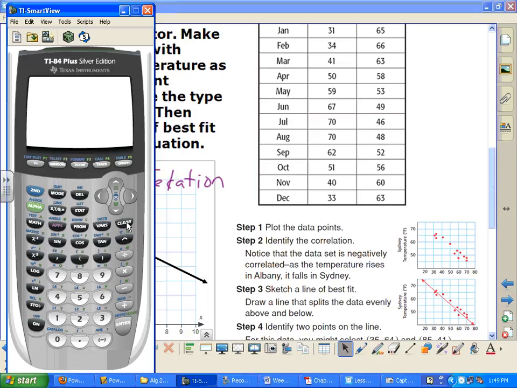Okay. All right, and here's what we do. So the first thing you're going to do is we're going to put the data in our list. Does anybody know where your lists are on your calculator? Not second stat, but just stat. You can go stat and then edit.